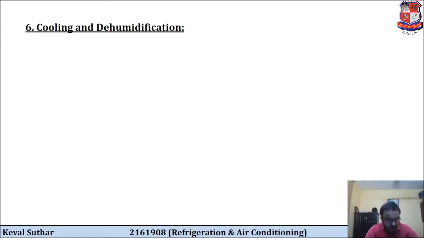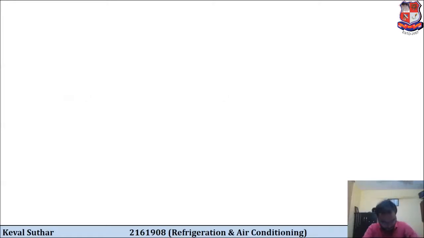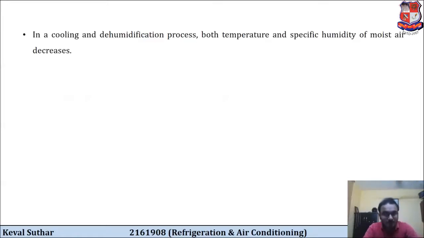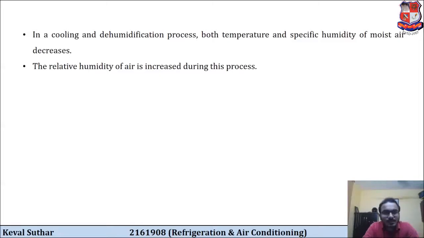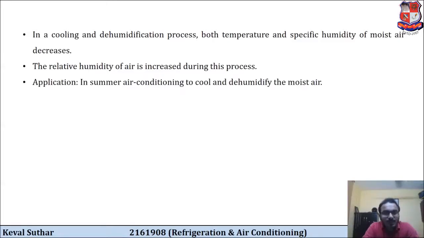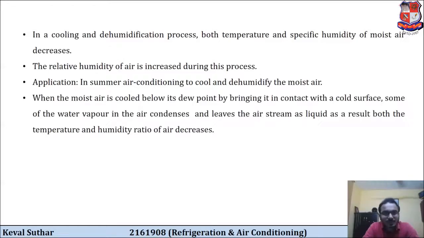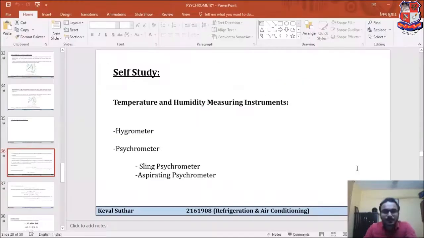So let's begin with cooling and dehumidification, which is 6th process in our list. So in cooling and dehumidification process, both temperature and humidity ratio of moist air are decreased, and the relative humidity of air is increased during this process. Its application is in summer air conditioning to cool and dehumidify the moist air. So first we will understand this with a figure.